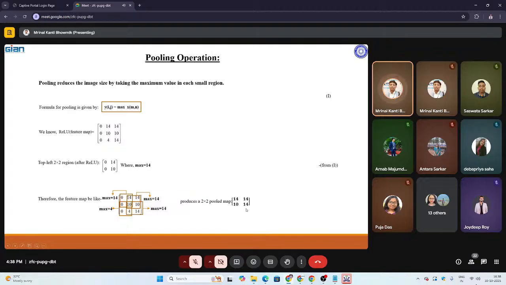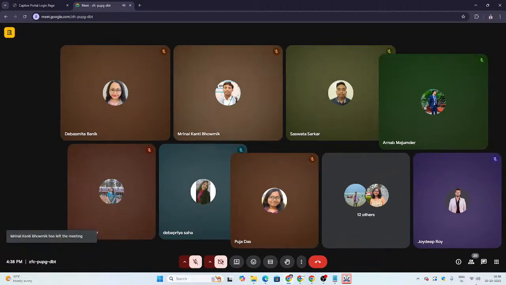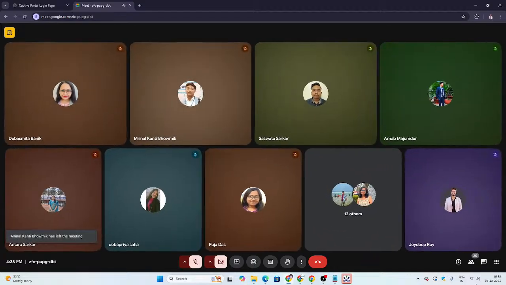So what is flattening? After several convolution and pooling operations, the pooling operation reduces the image size by taking the maximum value in each small region.